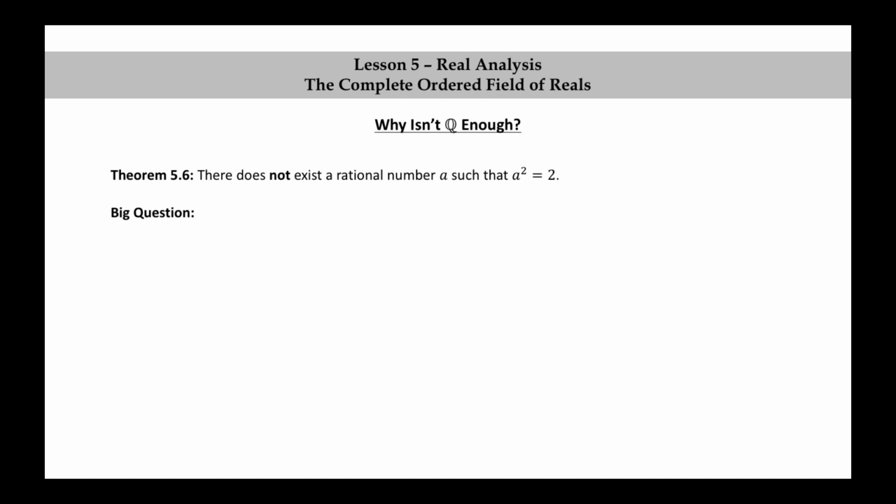So the big question is: is there an ordered field F, with F containing the set of rational numbers, and an element a in F such that a squared is equal to 2? We want this to happen, right? We have a geometry problem which shows that there is such a number. So the rational numbers just aren't cutting it here. We need some other number system where this number a, whose square is 2, exists.